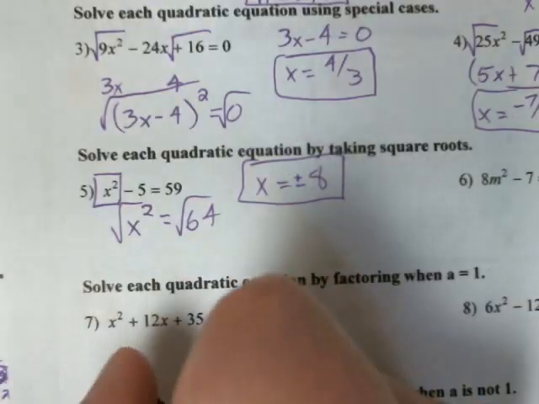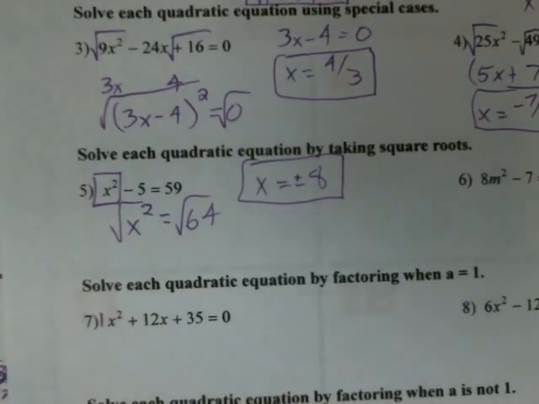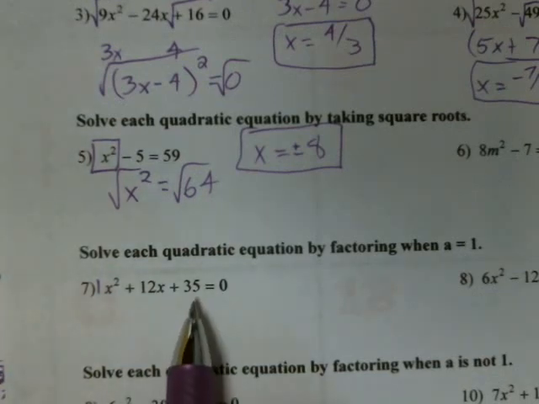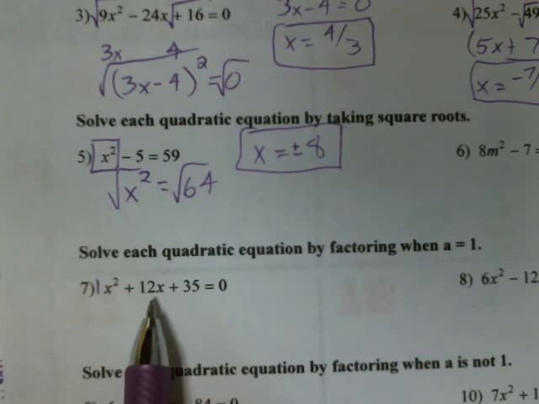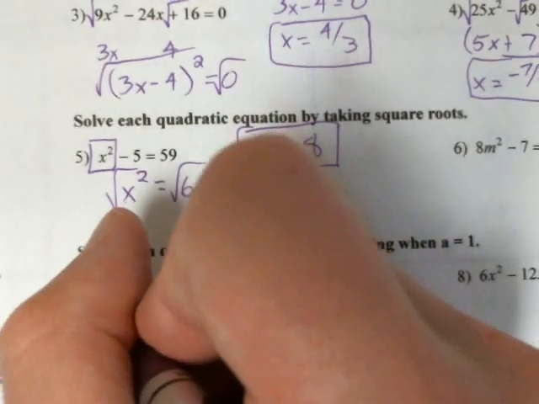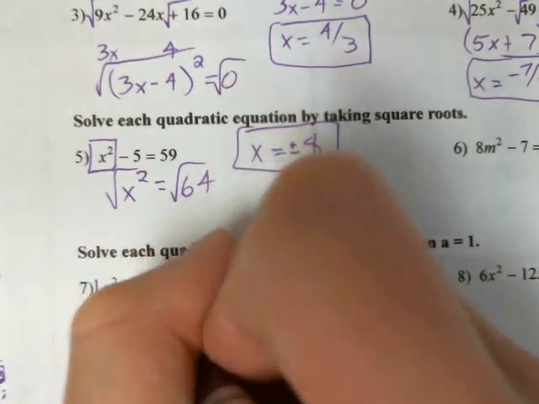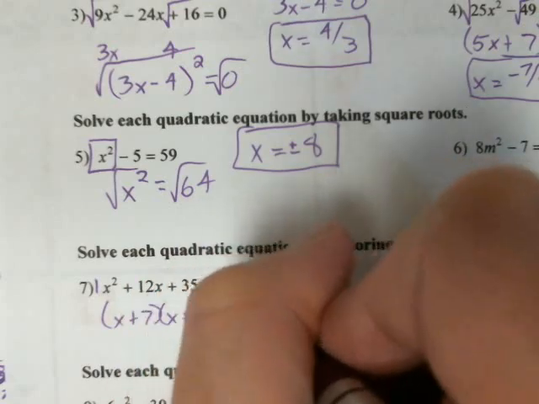Okay, the number is, that is an understood 1. So now all I need to do is look at the C term. What are the factors, what two numbers multiply to give me 35 that add to the middle number, 12? What are the first two numbers that pop in your head for 35? 7 and 5. Did that add to 12? Yes, it does. So factors is x plus 7 times x plus 5 equals 0.